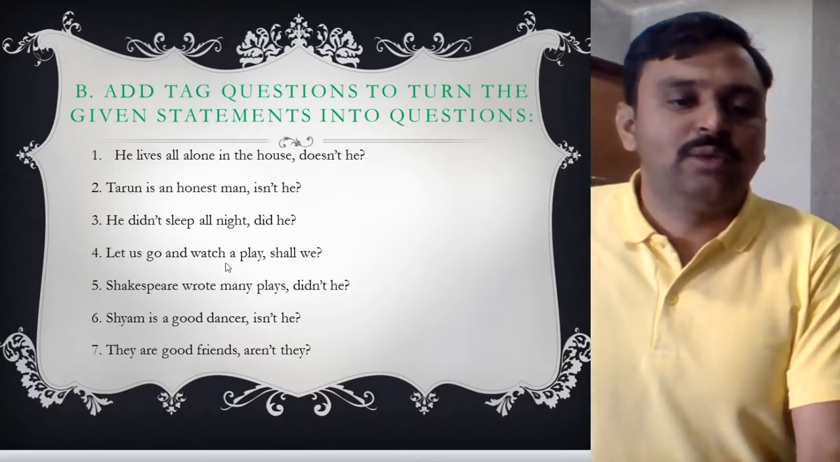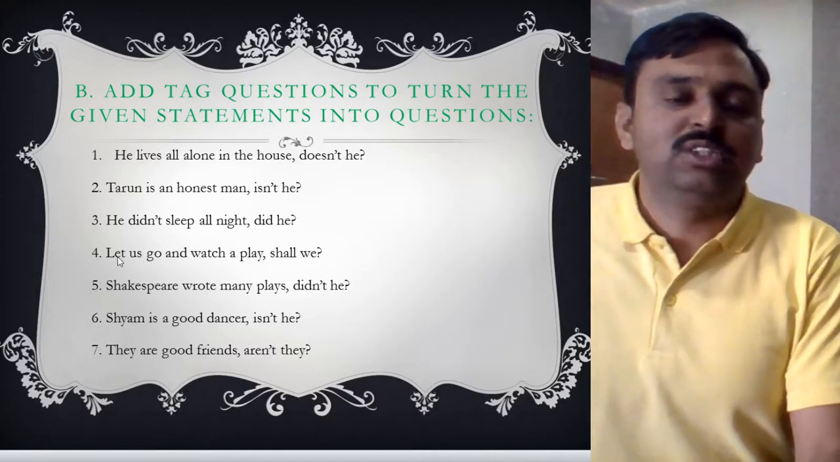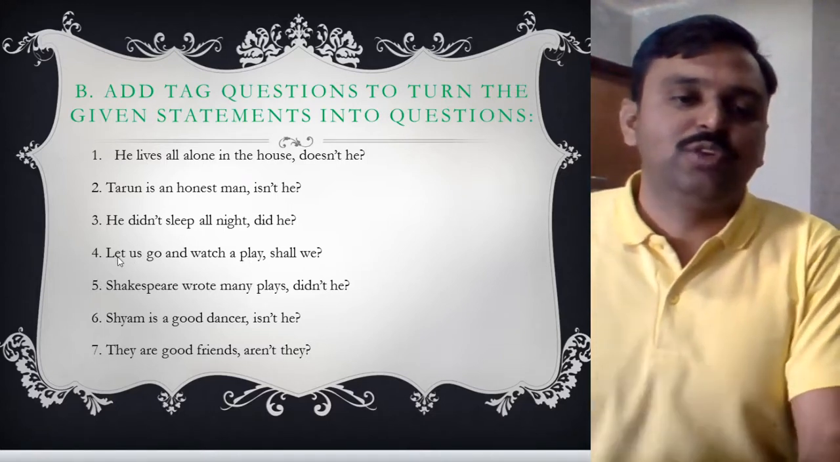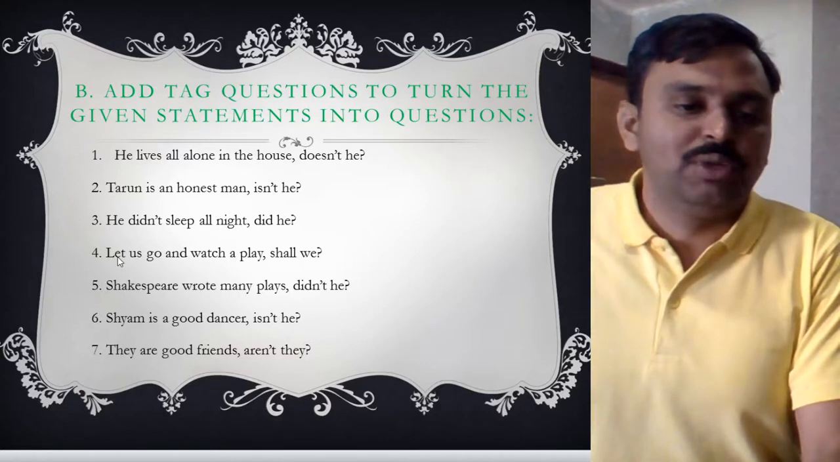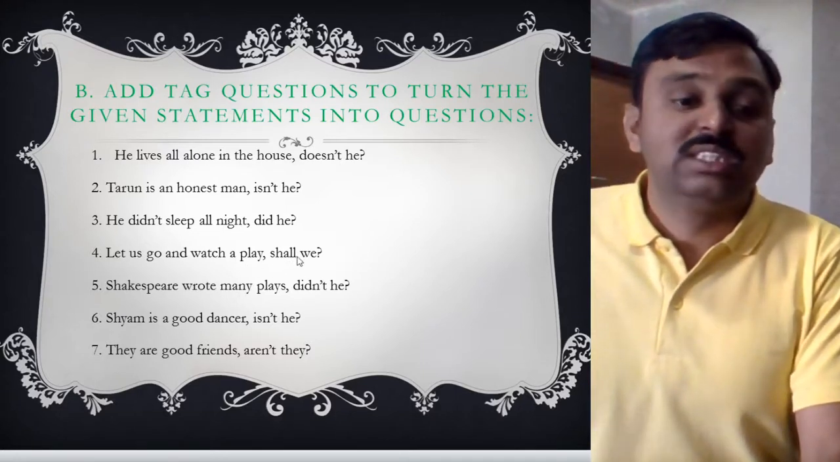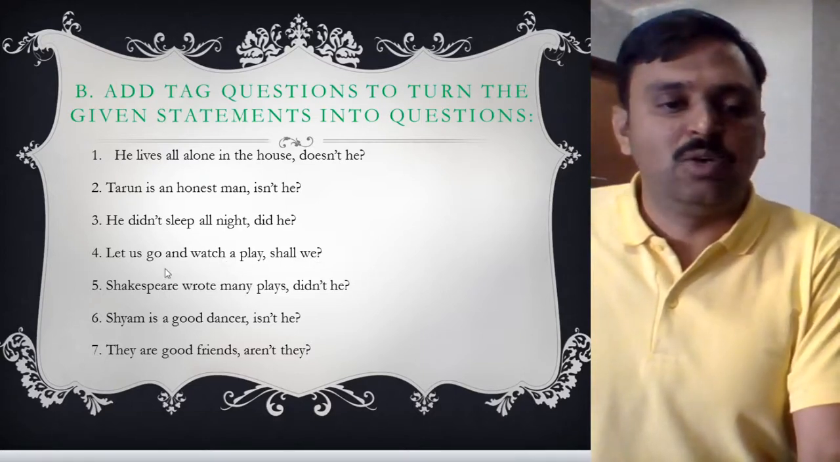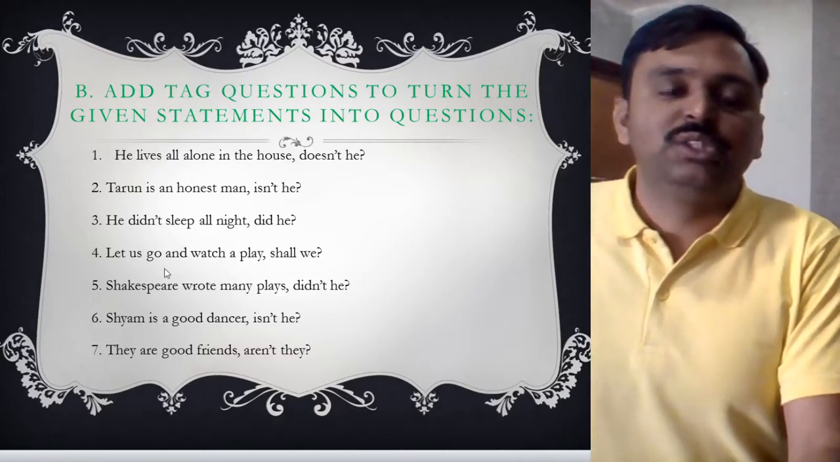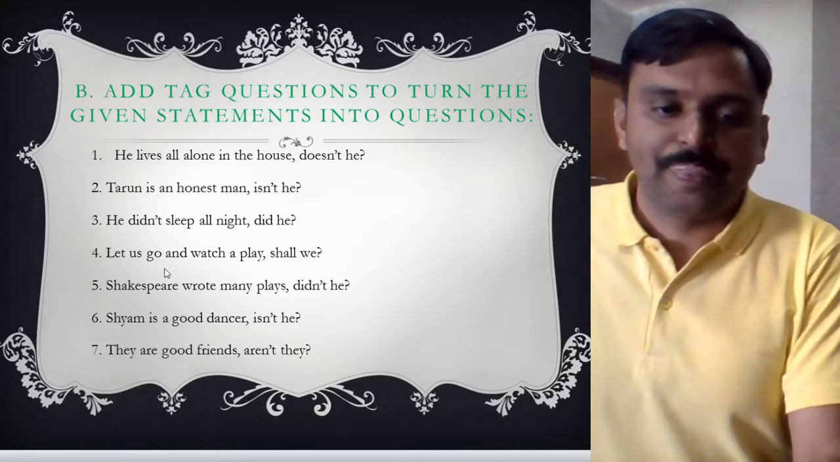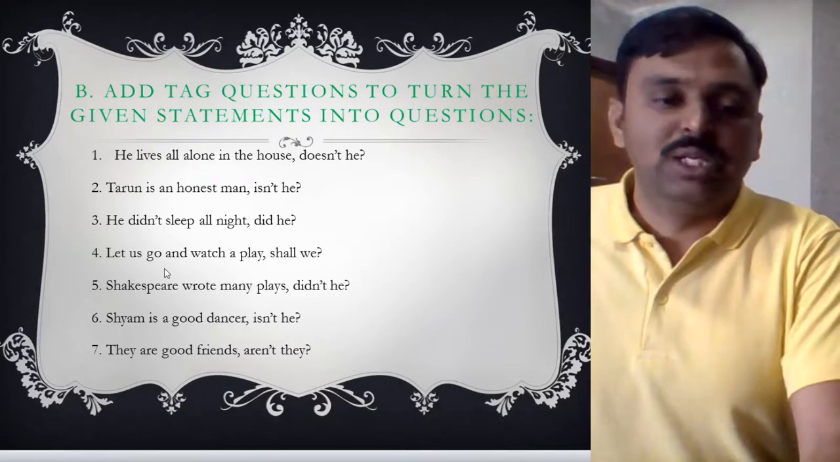Next we have the fourth one. Let us go and watch a play. Now whenever we use let's, its contraction is let's and the full form is let us. So when we say let us go and watch a play, for that question we use shall we. And if it is an order, request, command like open the door, for that we use will you. Alright. Whenever we have an order, request, command, we use will you.